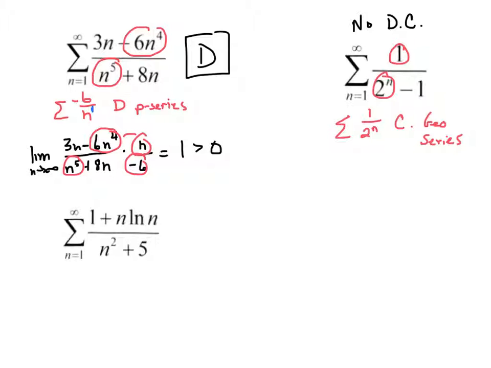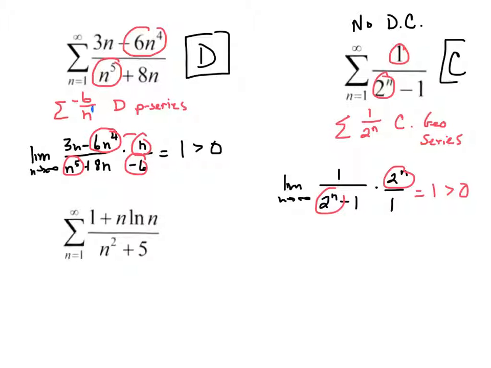So if I take my original series or sequence and divide it by the end behavior, same as multiplying by the reciprocal, you take a look, 2 to the n, the limit will be 1, which is greater than 0. So again, you couldn't do it by direct comparison.